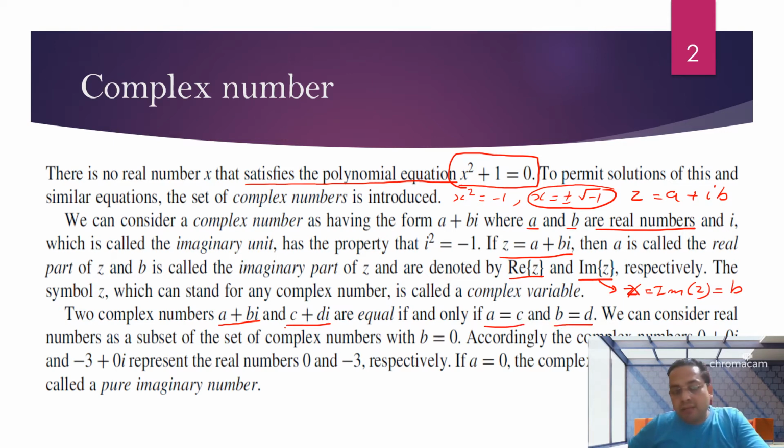A complex number with real part as minus 3 and imaginary part as 0 is a real number. That means every complex number has a real number involved in it if the imaginary part is 0.